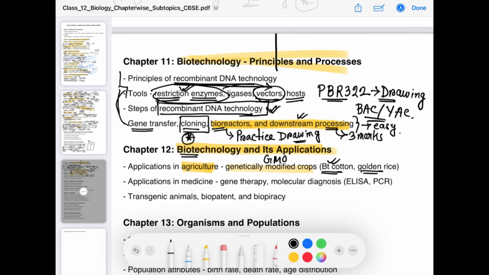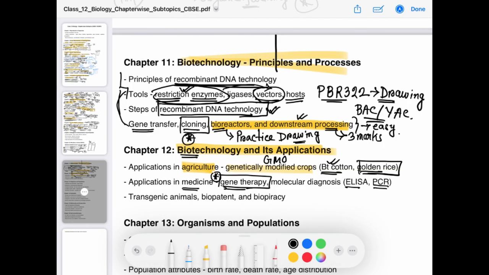Why golden rice is important, how golden rice has helped a major amount of our population, Indian population, that is also an important question. Okay, application in medicine. Gene therapy is there, and from here there is a case, so you have to read the case properly. Then you have to know about ELISA, and the PCR concept is very much crucial for 3 marks. You have to practice the drawing and write each step properly. PCR is a very crucial topic. You have to read and understand this topic properly.